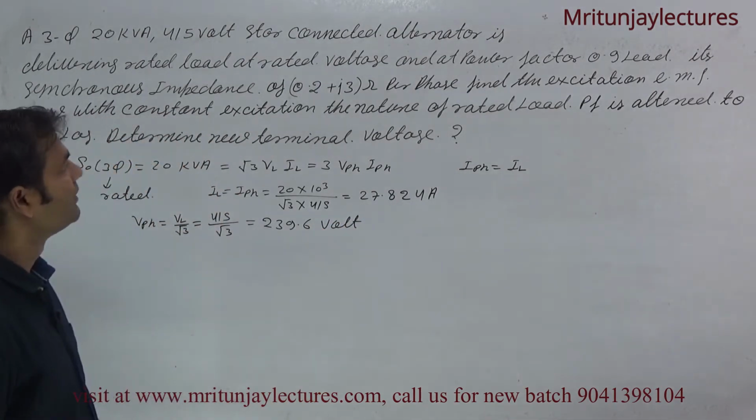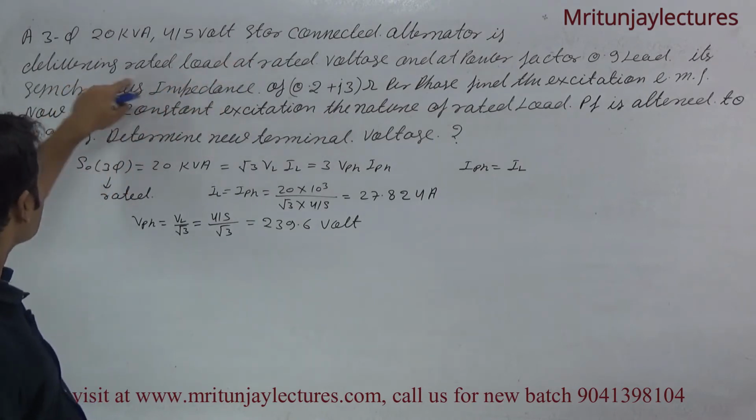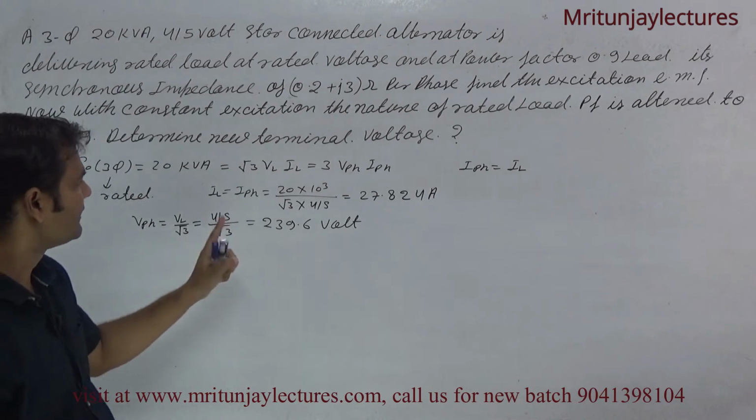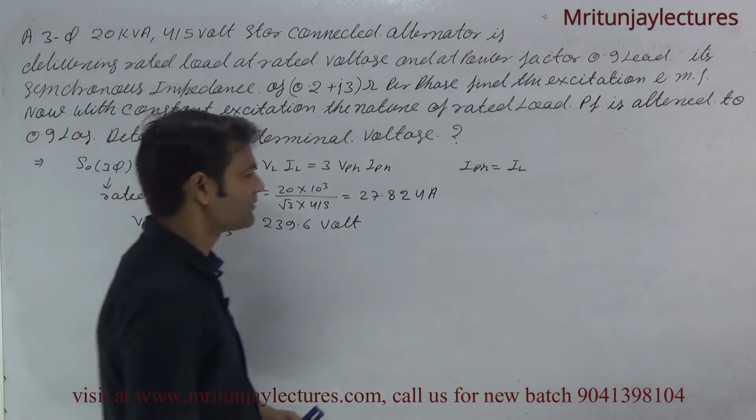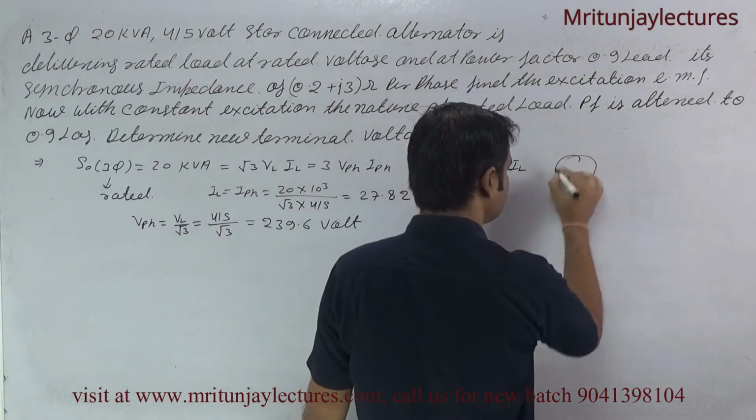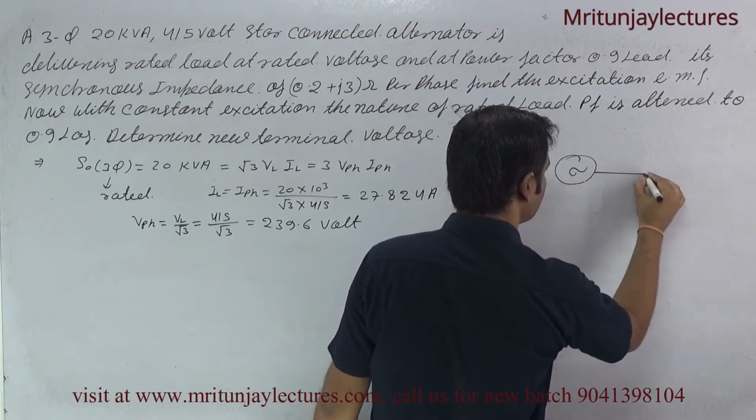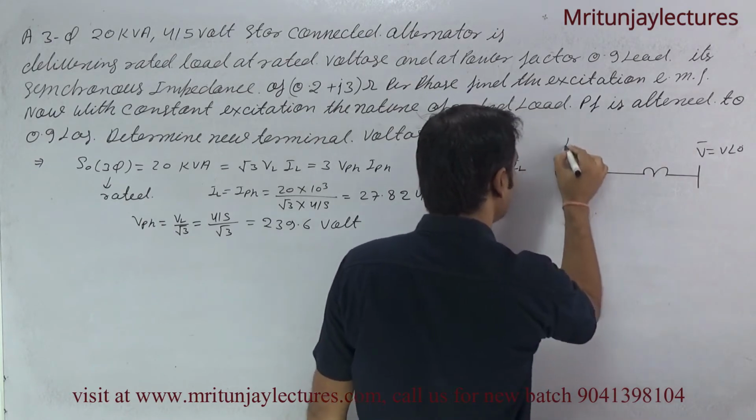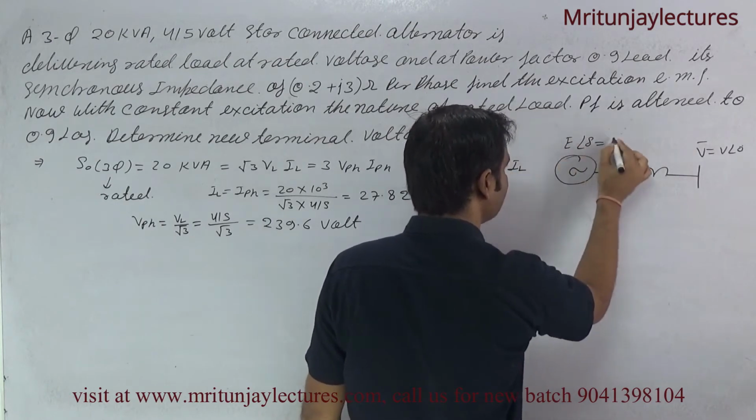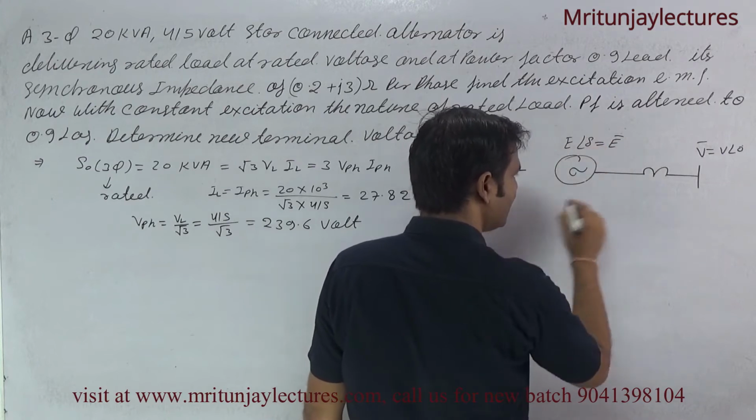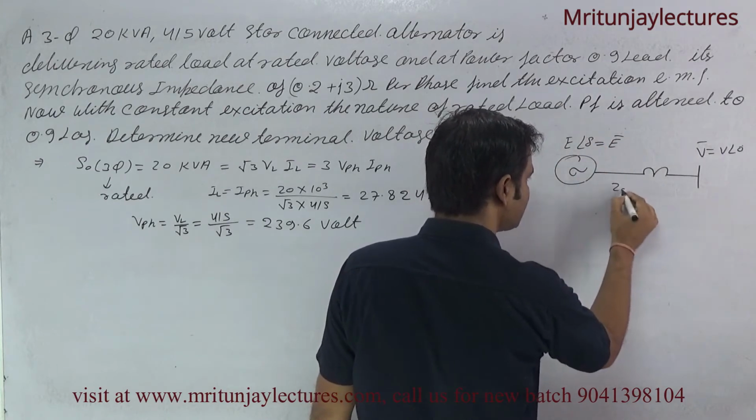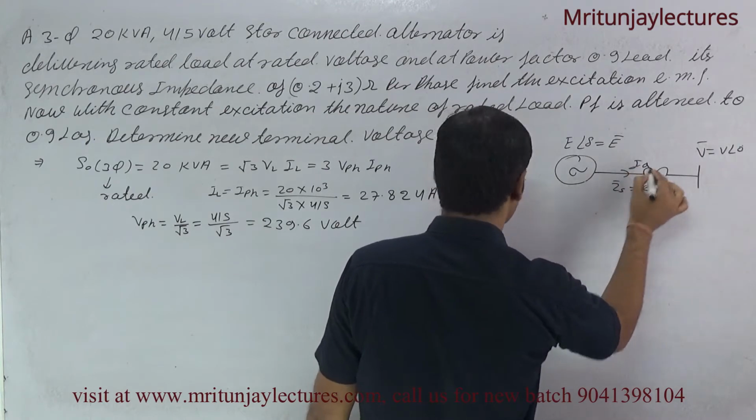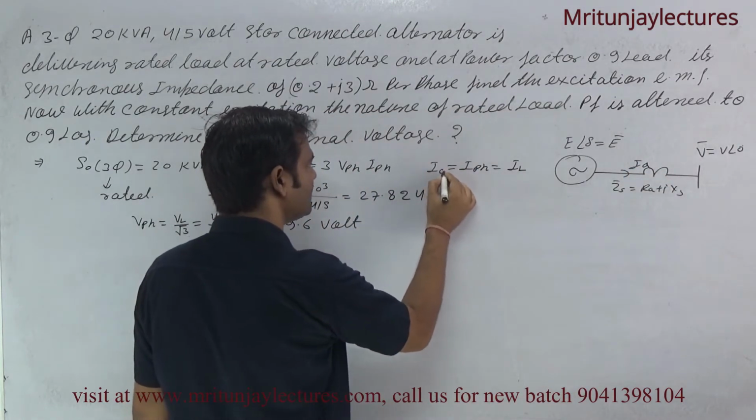Clear? Corresponding to the question, we have rated load at a rated voltage like this, and a rated current like this. This is a synchronous generator, that's why V is equal to V at the angle 0, and E is equal to E at the angle delta. And ZS is equal to RA plus jXS, and this current is IA. Clear?